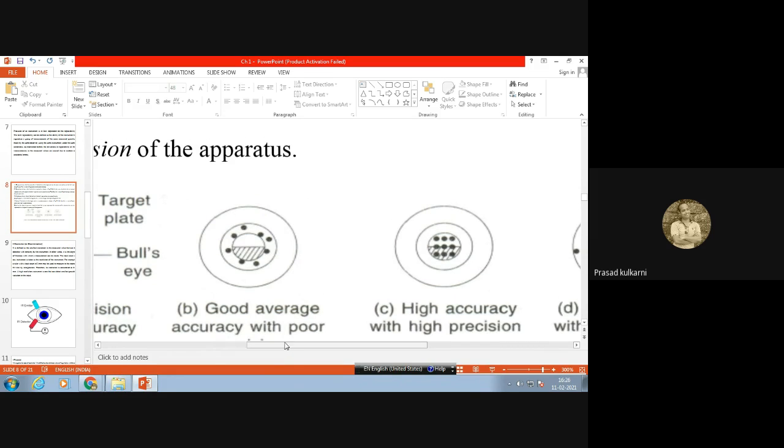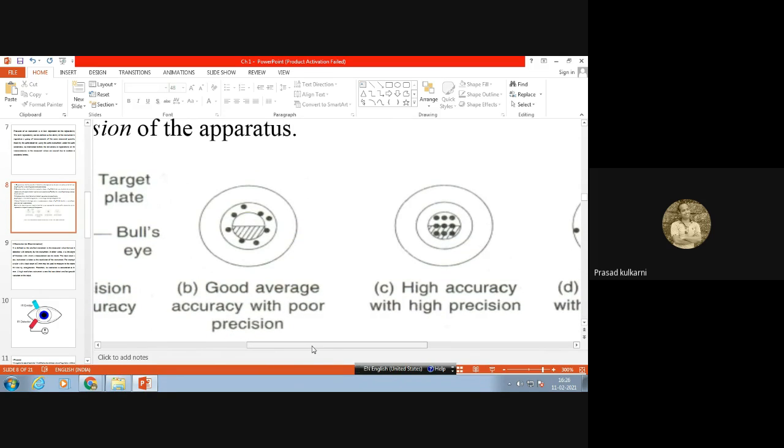Accuracy is there in every shot, but the same accuracy is not repeated. Therefore, we can call it poor precision.